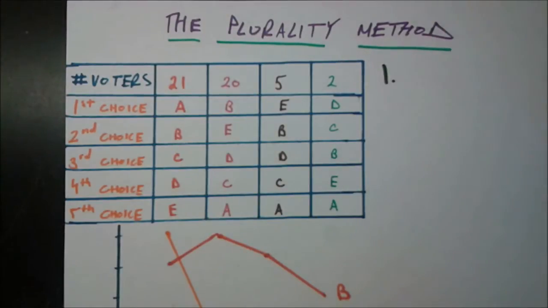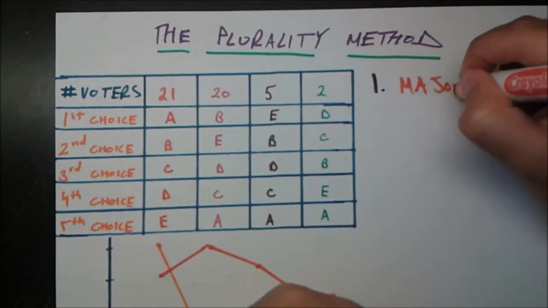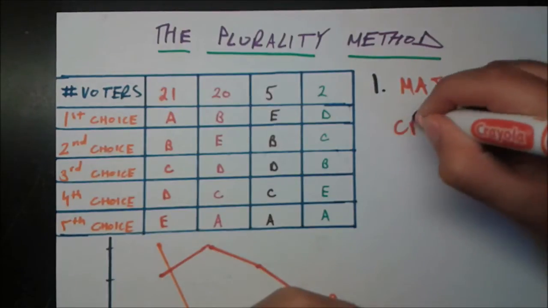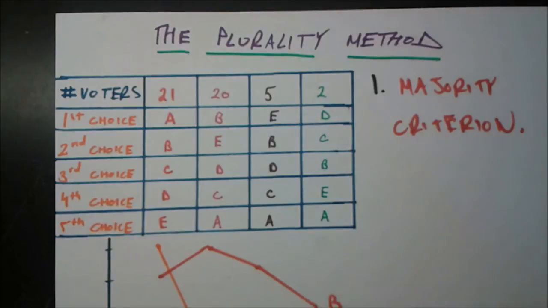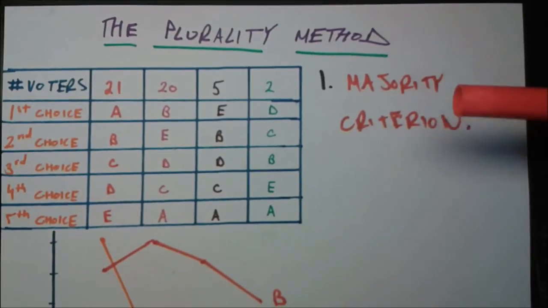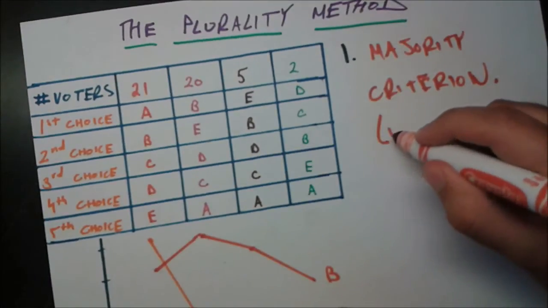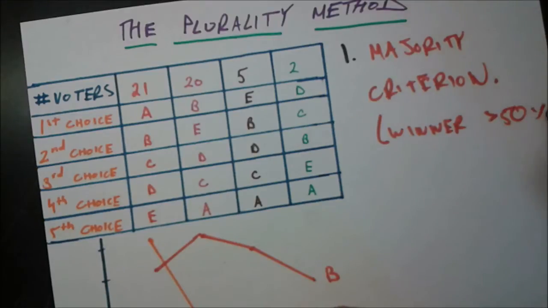So the first shortcoming of the plurality method is that it's a weak form of something called the majority criterion. The majority criterion says this. It's related to the plurality method, but it's a little bit stronger. This says that the winner of an election should have more than 50% of the votes. So we'll write: winner greater than 50% of the votes.